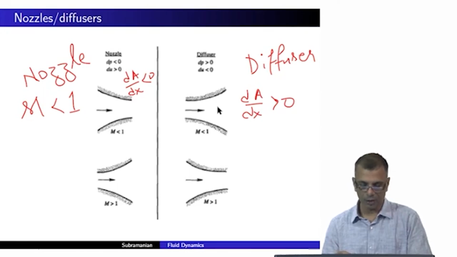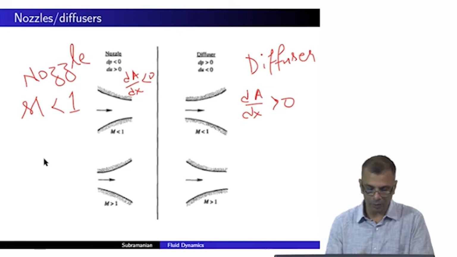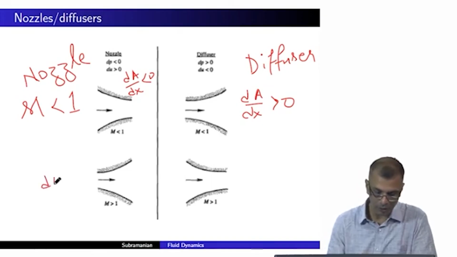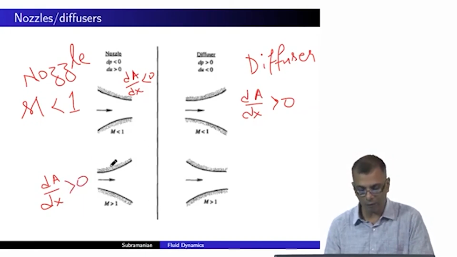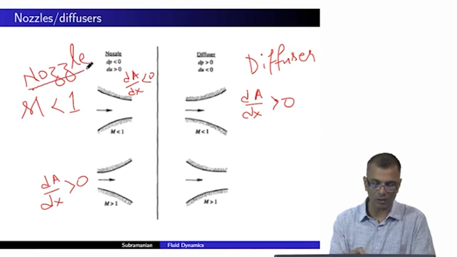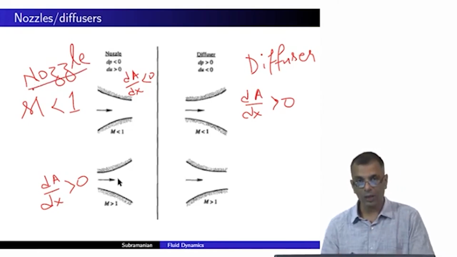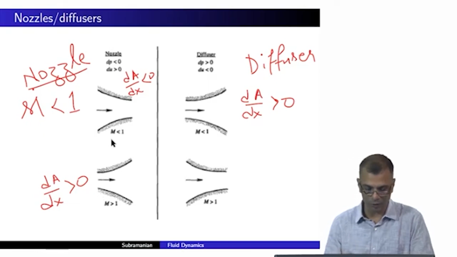For supersonic flows, however, it's this kind of a thing where dA/dx is actually greater than 0. It's a diverging channel. It's this kind of a diverging channel that acts as a nozzle. In other words, supersonic flows accelerate when they pass through a diverging channel. Therefore, a diverging channel acts as a nozzle for supersonic flows.